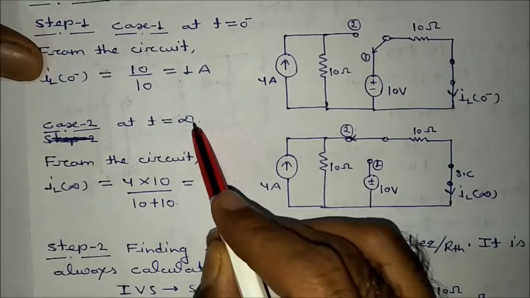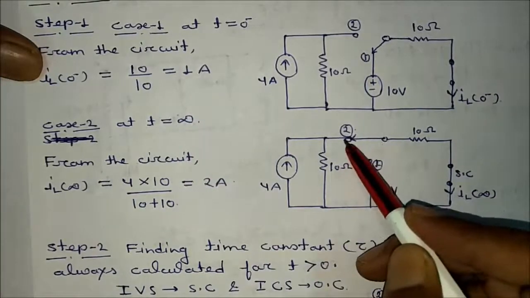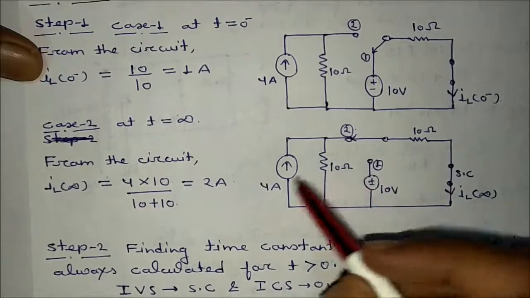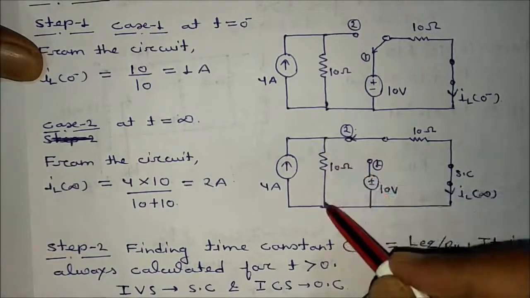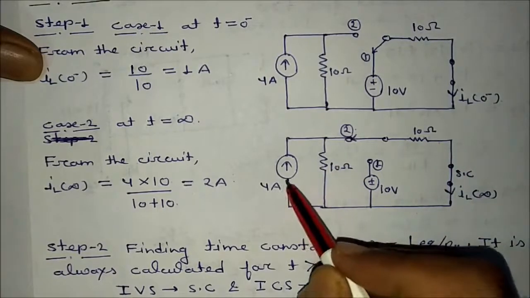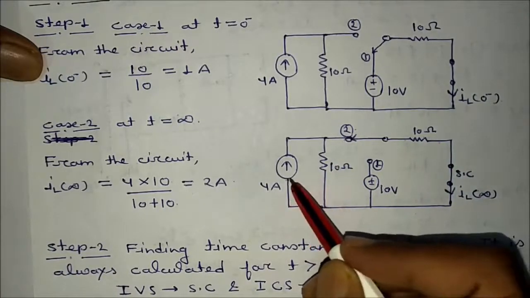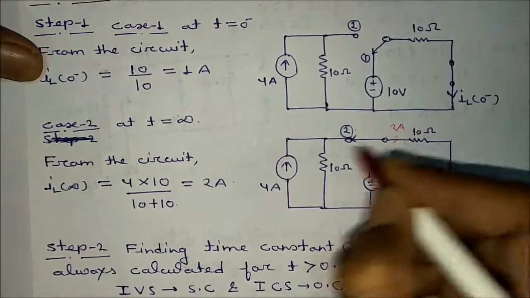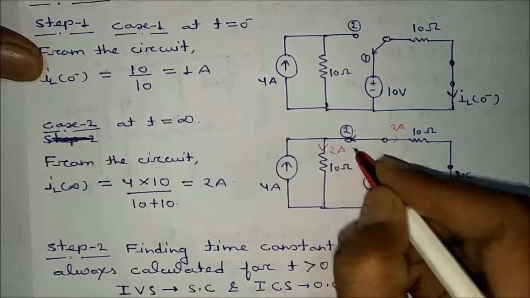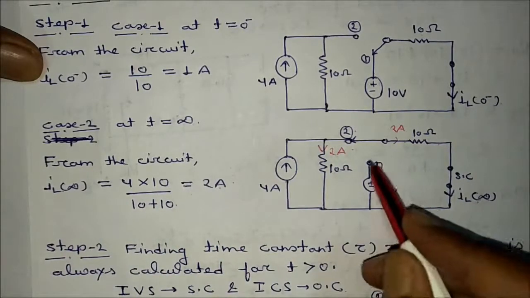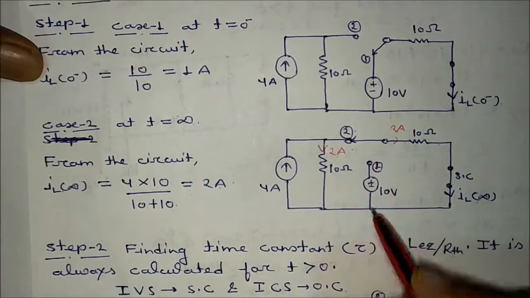At t is equal to infinite, the switch is at position 2. This will be shorted. What is the value of IL infinite? This is 4 ampere, this is 10 ohm, this is 10 ohm. Two resistances are in parallel with this current source, so equal division will be there. This is 2 ampere, and 2 ampere will be this one. So IL infinite will be 2 ampere. This current will be 0 because this is open circuited.